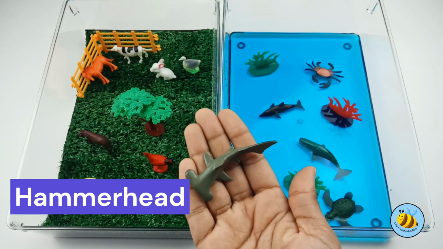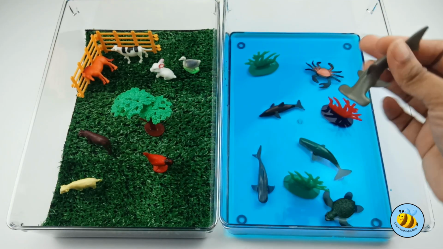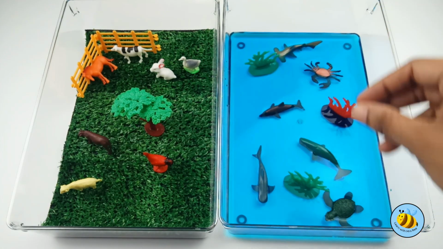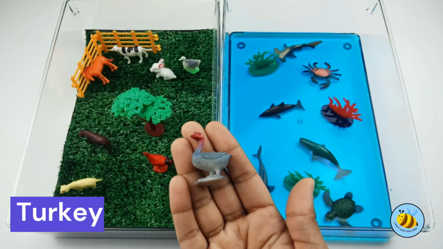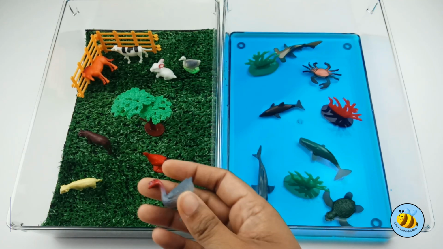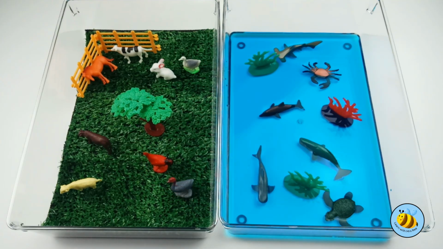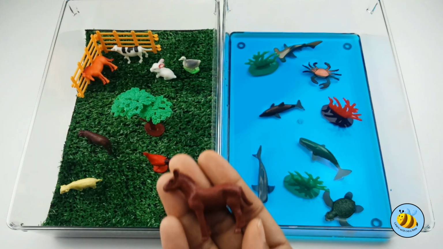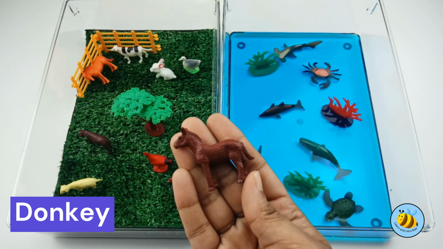This is a hammerhead shark. Its head is shaped like a hammer and it lives in the ocean. This is a turkey. You can find turkeys on land. This is a donkey. A donkey lives on land.